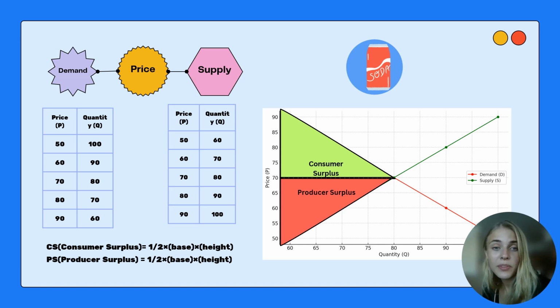In summary, in the market for soda cans, the equilibrium price is 70 cents, the equilibrium quantity is 80 cans, and the consumer surplus calculated by the formula is 800. The producer surplus is 800 as well, and the total surplus is consumer surplus plus producer surplus, which is 1600. This total surplus represents the economic well-being generated by the market for both buyers and sellers.